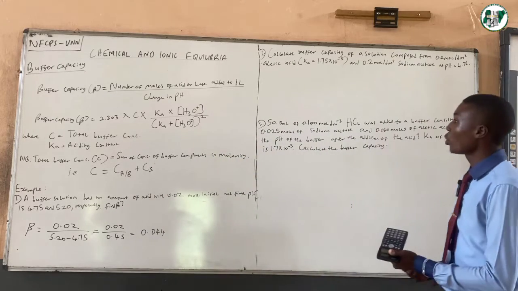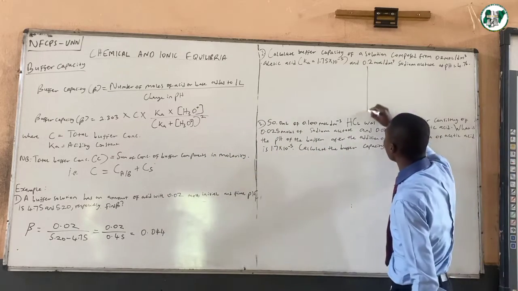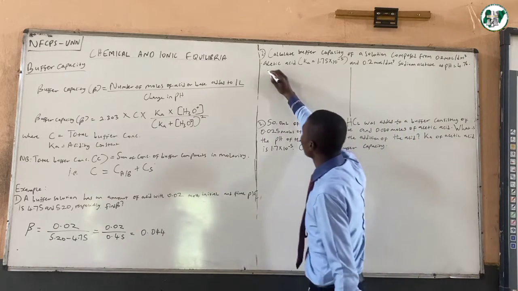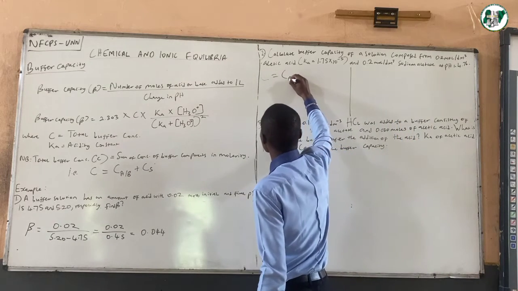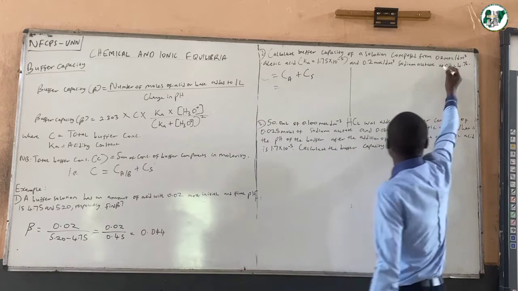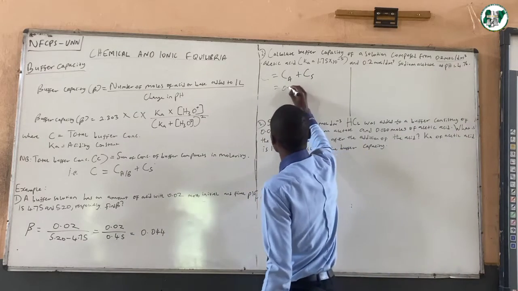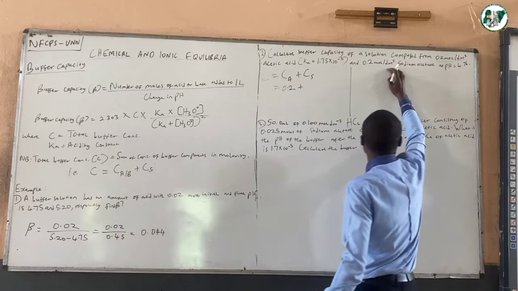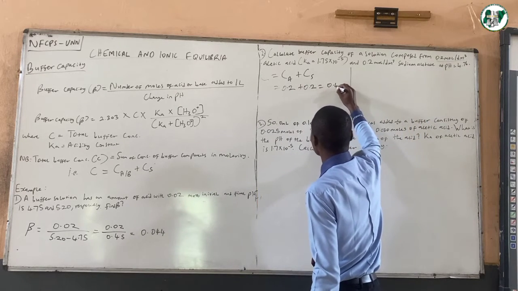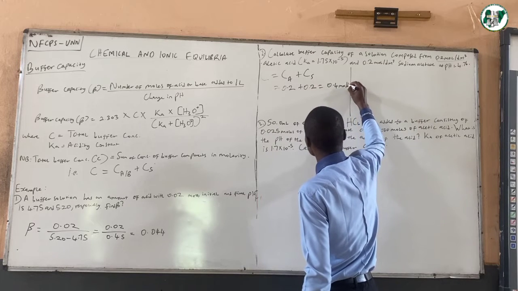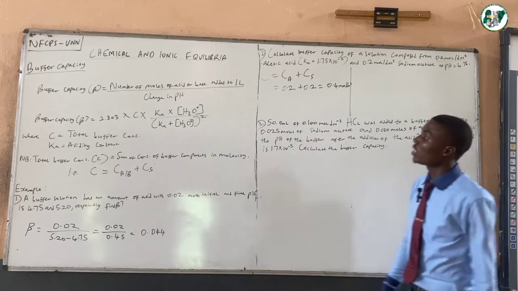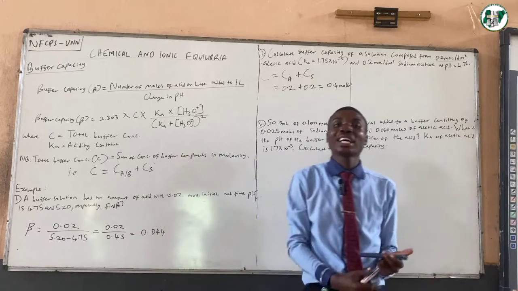So let us start with the total buffer concentration. Total buffer concentration, C, is equal to Ca plus Cs. What is Ca? Ca is the concentration of the acid, which is 0.2, and Cs is the concentration of the salt, which is 0.2. 0.2 plus 0.2 gives us 0.4 mole per dm cube. So the next thing we need to calculate is the concentration of the hydronium ion.